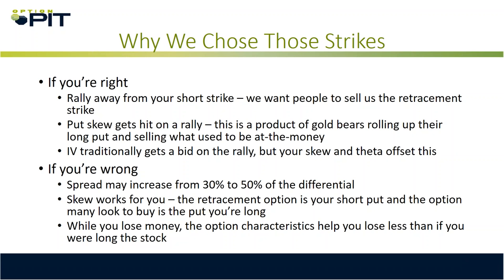Implied vol does traditionally get a bit of a bid on a rally, so you have to get a little bit of a benefit from the skew, the delta, and the theta here to offset, and that's what we're really shooting for here. So if you're wrong, it's not ideal, obviously. Your spread value probably increases by 30 to 50% of the differential. So you're not actually risking that full $4.